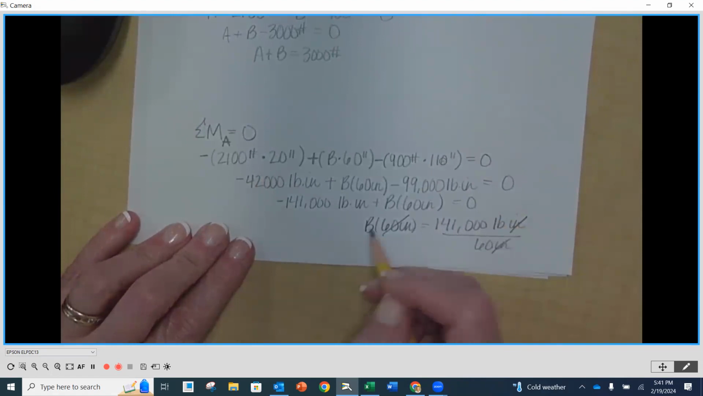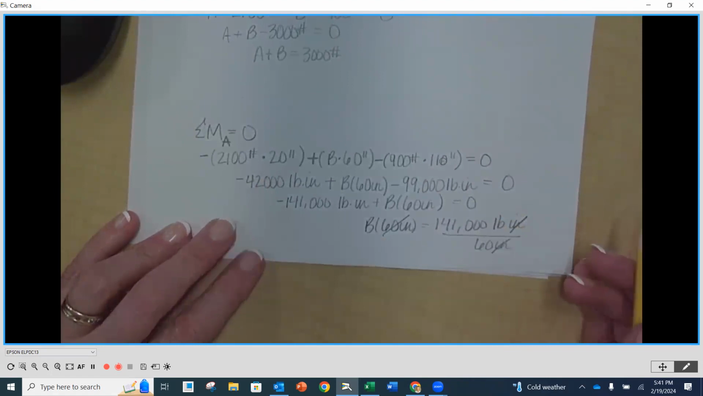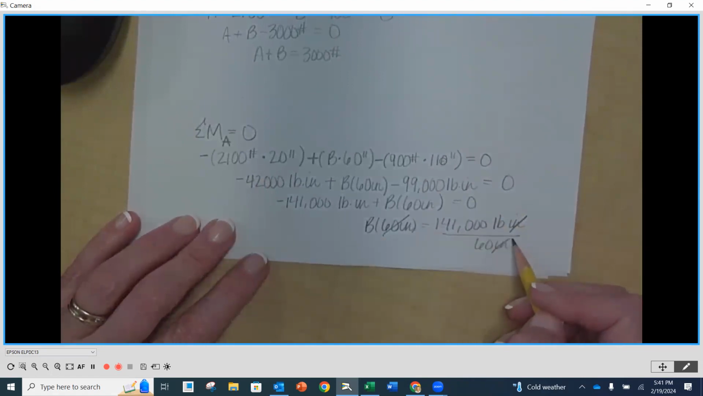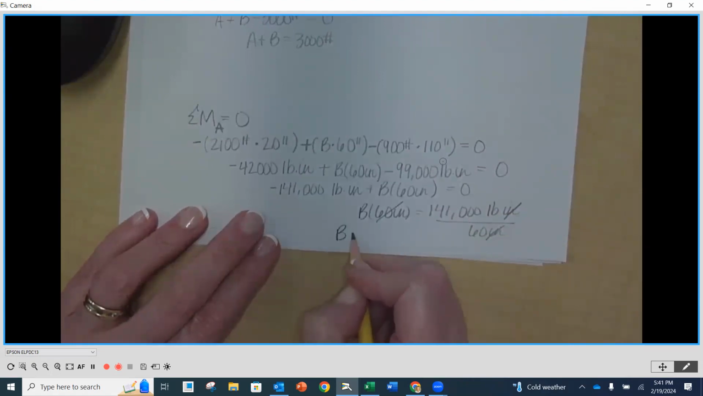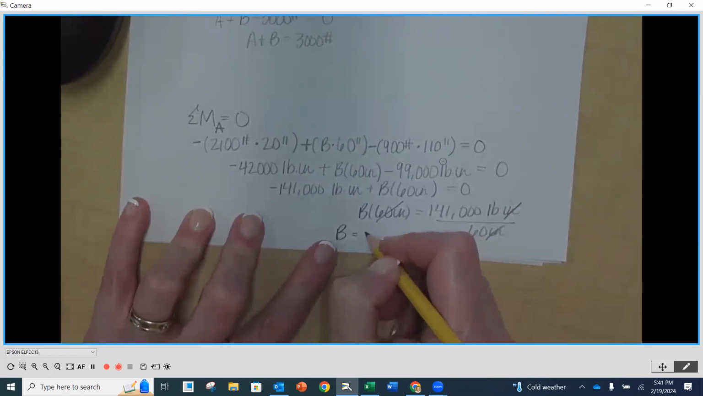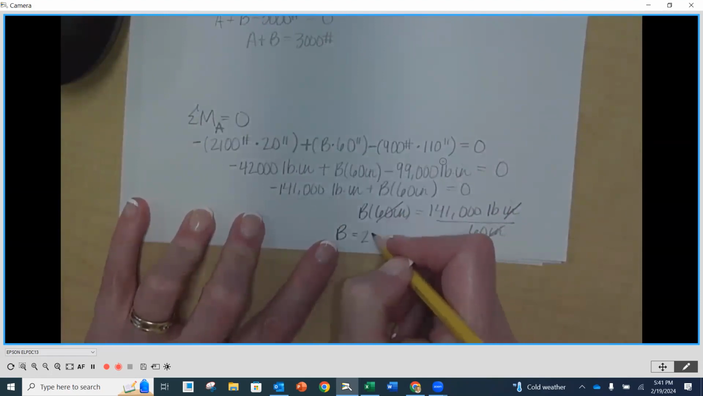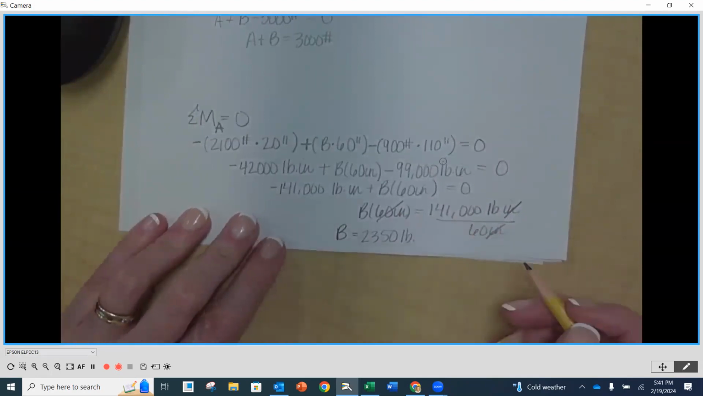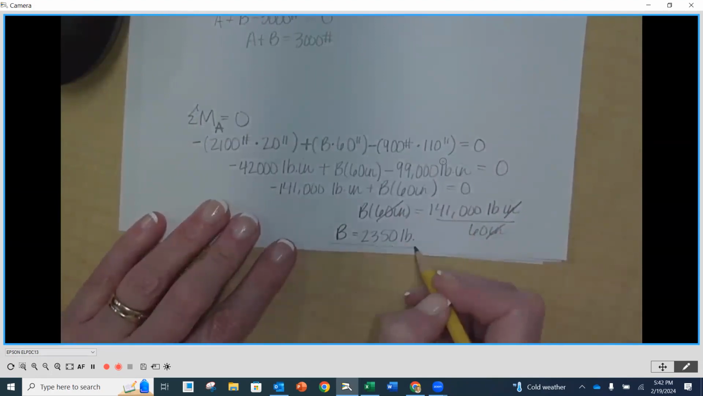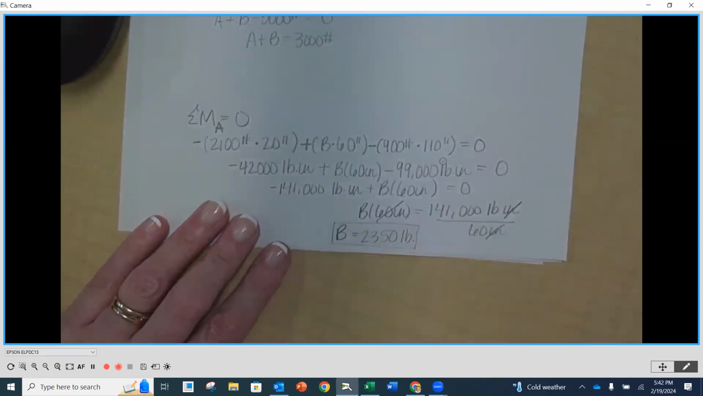This lets me know what? I set it up correctly, right? I'm ending up with the correct units. So make sure that you're putting your units in all phases and then canceling and combining as needed. So my B is going to be equal to 2,350 pounds. Did you guys get that same number? I think it sounds right. Now I'm going to put a box around this.